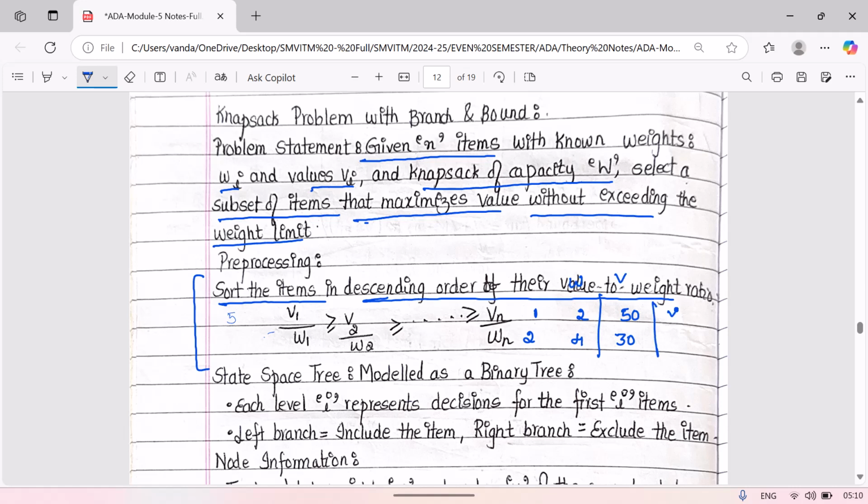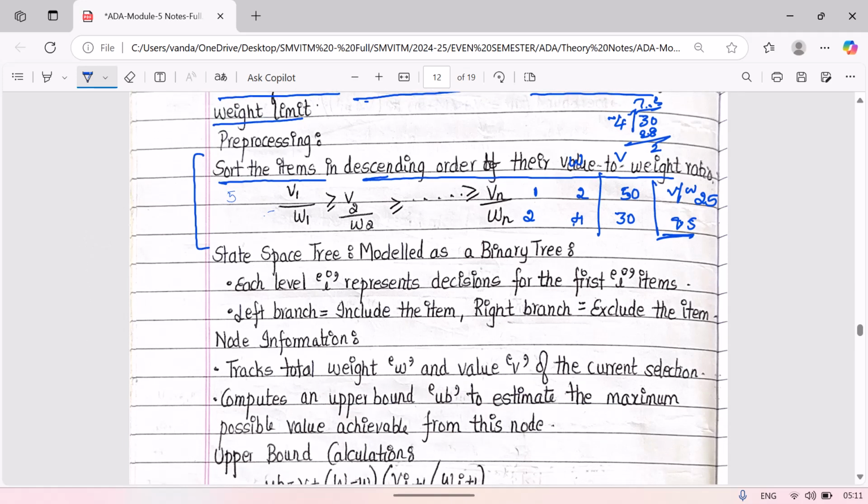Now you will have to find the V by W ratio for each of them. So 50 by 2, V over W, becomes 25. And for this one, 30 by 4, 4 times 7 is 28, so it becomes 7.5. You'll have to find this ratio because this ratio only will help you get the bound factor. And you will construct the state space tree. Two options will be there. You will explore one of the paths based on the bound factor and all that.